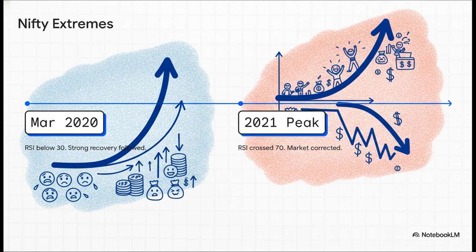Now, look at the opposite extreme, the 2021 bull market peak. Total euphoria. Everyone was buying. But the RSI crossed that 70 mark. It became heavily overbought. And exactly as the indicator warned, the market soon slowed down and corrected. It truly captures those extremes perfectly.